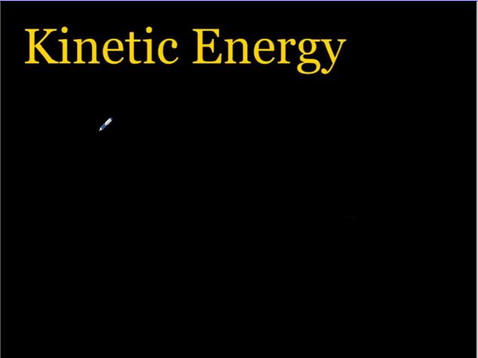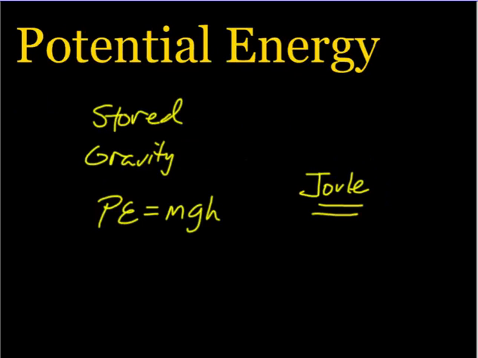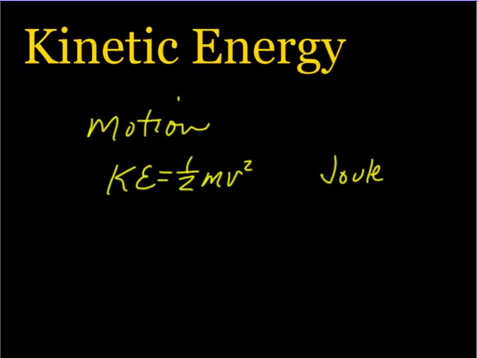My other type of energy is kinetic, and this is energy in motion. And so my kinetic energy is based on the motion of an object, so that's 1/2 mass velocity squared, and once again the unit is the joule. So I have my two types of energy, one that's stored and one that is kinetic.